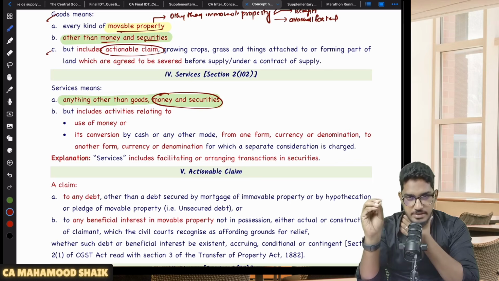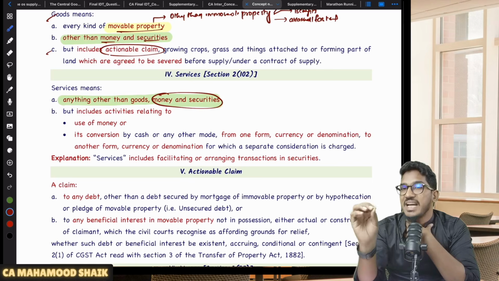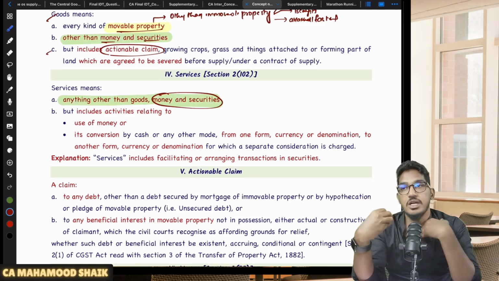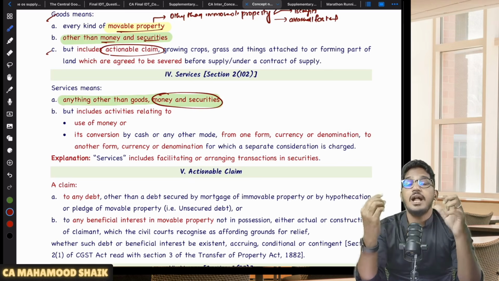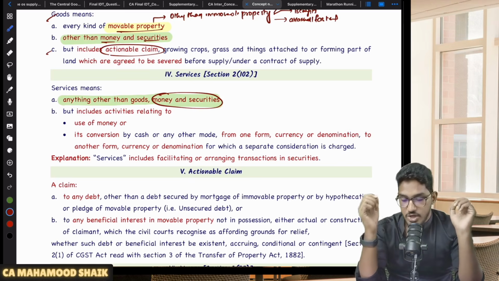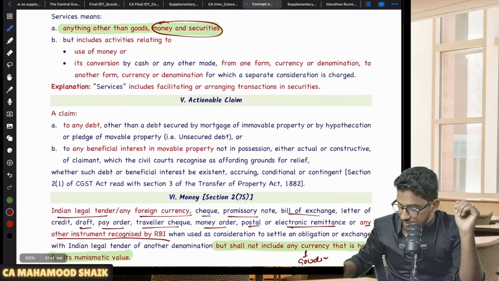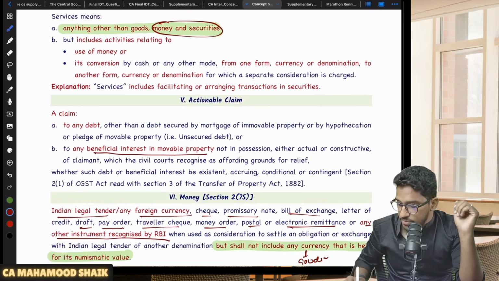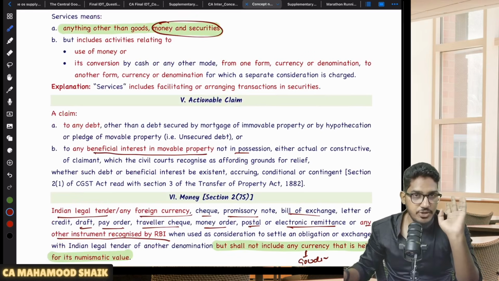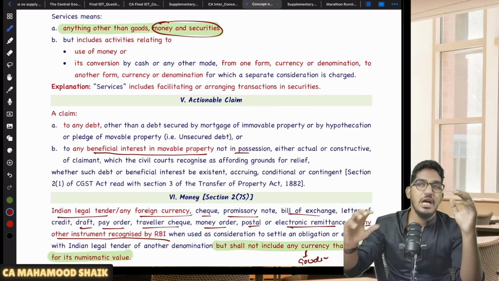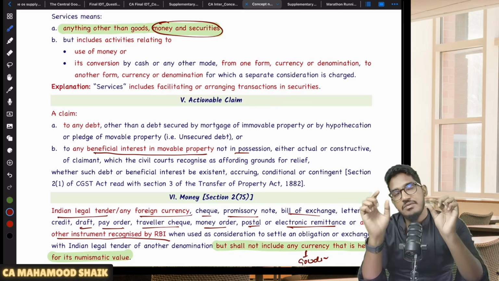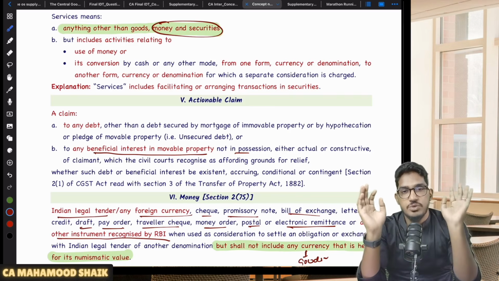Basically, if I have to put it in very simple terms, it is an unsecured debt. For example, I have arrears of rent which I am required to collect. I have a property, I have given that property on rent, and I have arrears of rent to collect. So you have a right to recover that rent, no? That I call an actionable claim. So a right to an unsecured debt or a beneficial interest in a movable property which is currently not in your possession. I don't want to go into the technical details. Just remember that even actionable claims will fall under the goods definition.